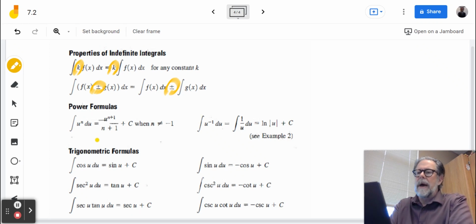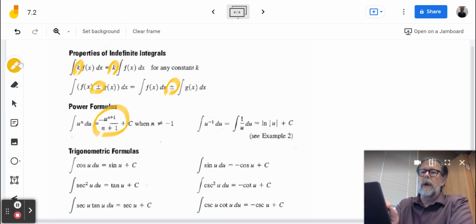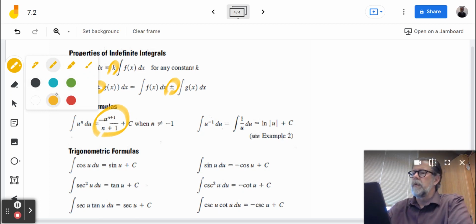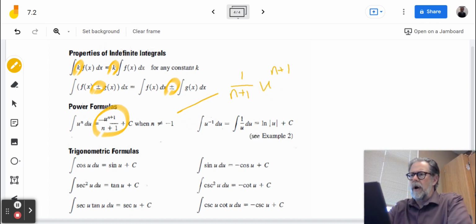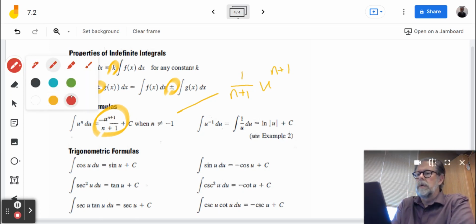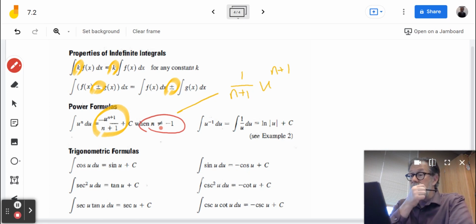Power formula, I will say I'm not a big fan of the way that's written. What I find to be an awful lot easier is to write this as 1 over n plus 1 times u to the n plus 1, just because I prefer constants to be out front. I find it just makes life easier. And notice that this is not true when n is -1, because otherwise that would be 1 over 0.